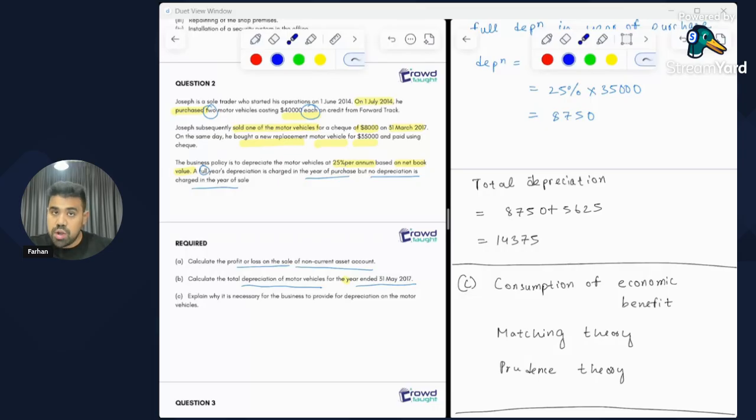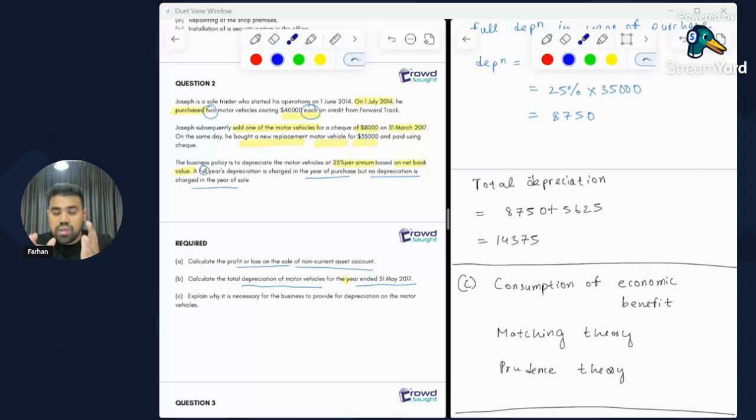Now, under the matching theory, if you want to accurately find the profit at the end of the financial year, it's the difference between the revenues earned and the expenses incurred. So whatever depreciation expense we would have incurred through the usage and utilization of these motor vehicles within the business for the purpose of generating revenue would end up consuming the economic benefit, which would give rise to the depreciation expense. And this depreciation expense is a non-cash expense which must be included as part of your total expenses, because if you do not include it, then your profit calculation won't be accurate. Profit, as we have mentioned before, is the difference between revenues earned and expenses incurred.